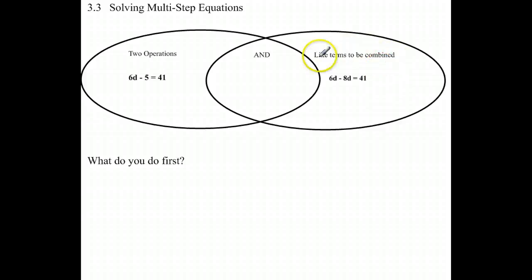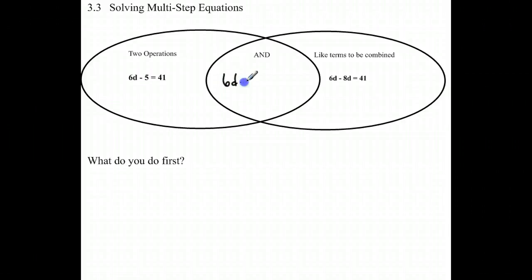And we also talked about two-step equations where we have like terms that need to be combined first. In this example, we could combine 6d minus 8d to get a negative 2d, and then do our division. What we're going to talk about in this section is what do we do when we have a combination of both. So let's do the example.